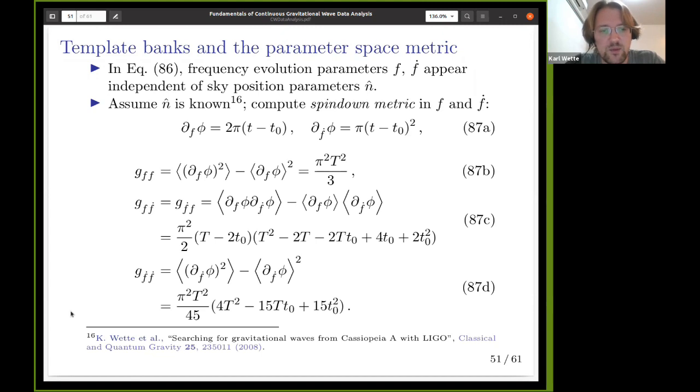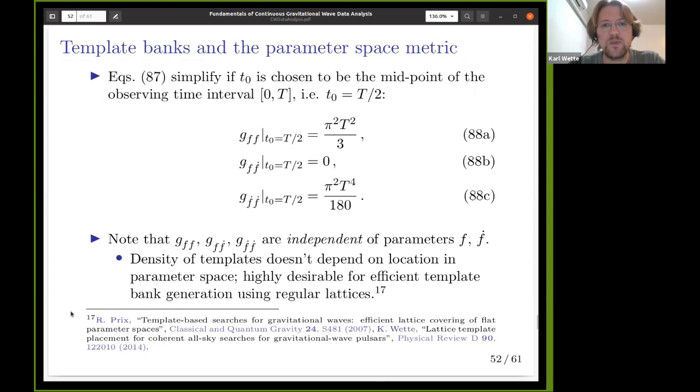You get some terms given there in terms of the observation time capital T, and then this reference time T naught. And these expressions actually become a lot simpler if you assume that the reference time T naught is in the midpoint of our observation time, which we say is from 0 to T. So we say that T naught is capital T divided by 2. And you get the expressions given in equation 88, which are actually quite simple.